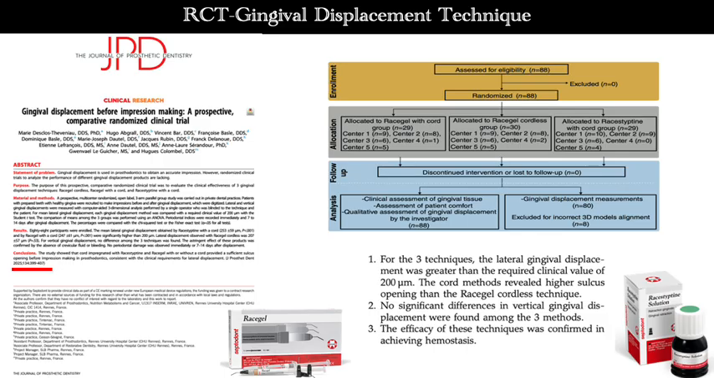Now all the three groups have been compared, and here the clinical assessment of the gingival tissue is done at the 7th and 14th day. And also the assessment of the patient has been done. That would be the clinical assessment and the patient comfort assessment. So that was also taken into consideration. And finally, the qualitative assessment of the gingival displacement is done by the investigator. So here all the three parameters have been taken.